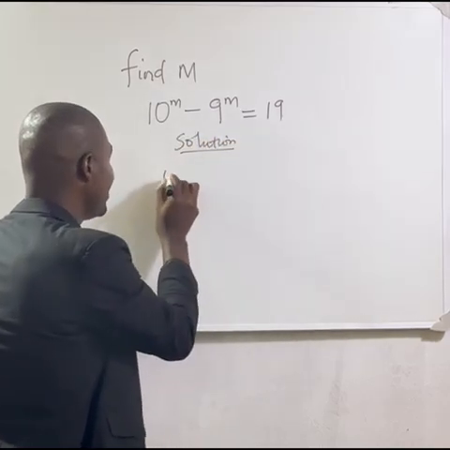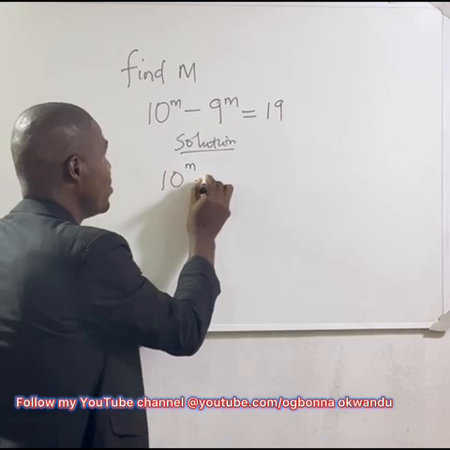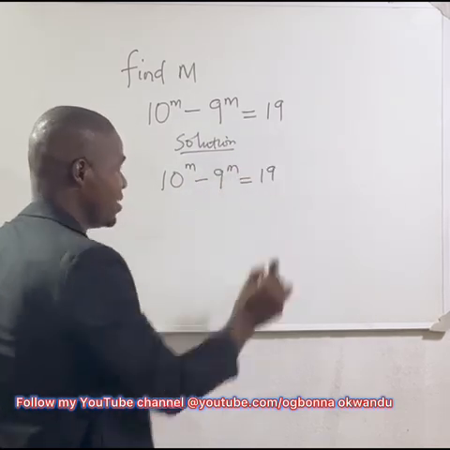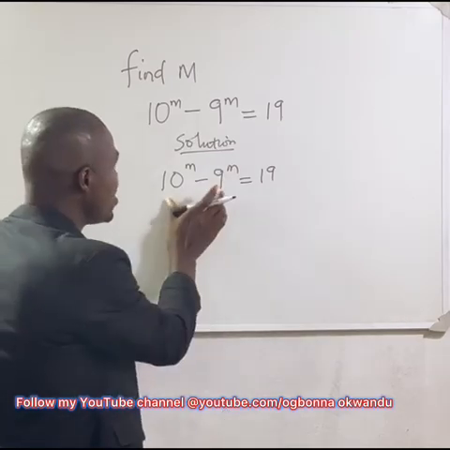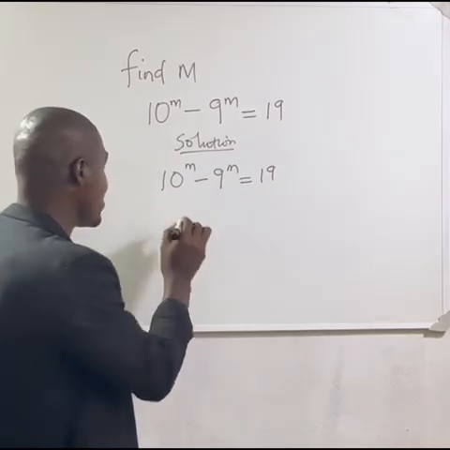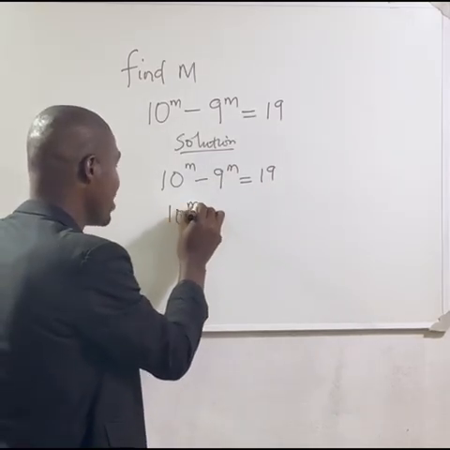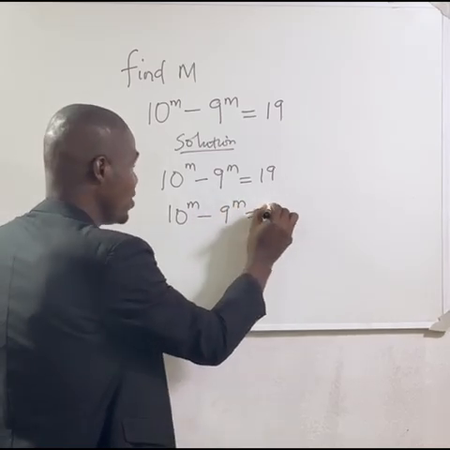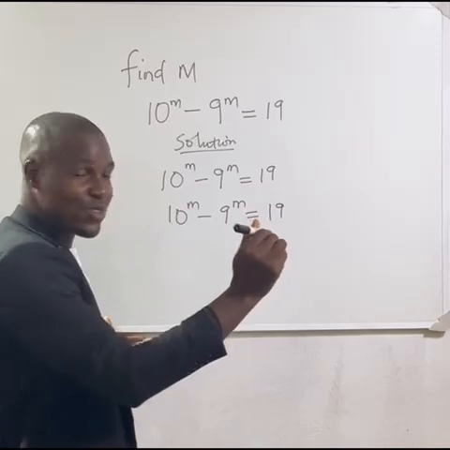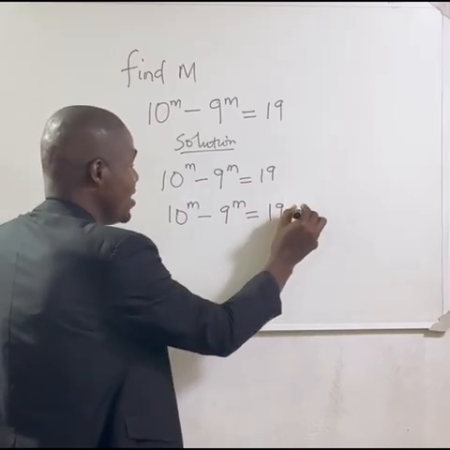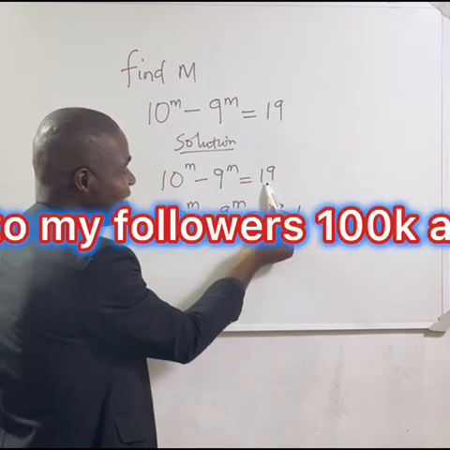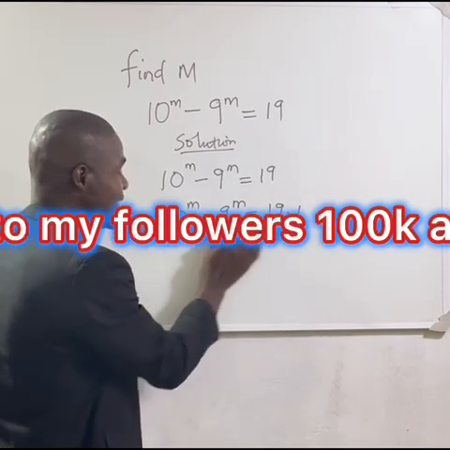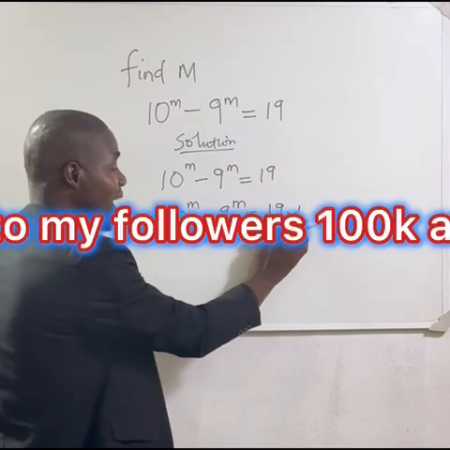We have 10 raised to the power of n minus 9 raised to the power of n equals 19. So this equation can still be expressed in this form: 10 raised to the power of n minus 9 raised to the power of n equals 19. I'll be using dots to represent multiplication. So 19 multiplied by 1 will give you 19, and when you look at it, the equation still remains how it is.